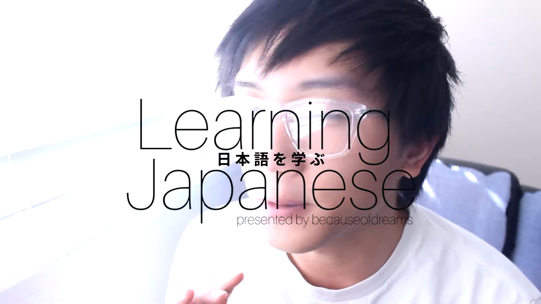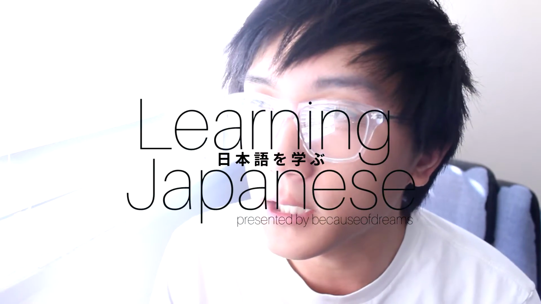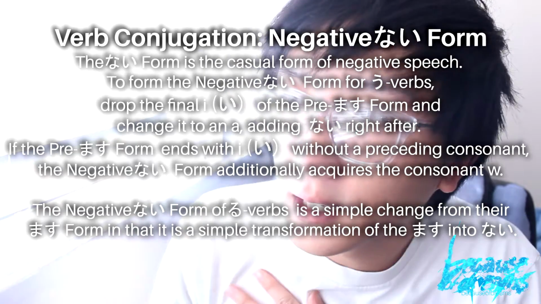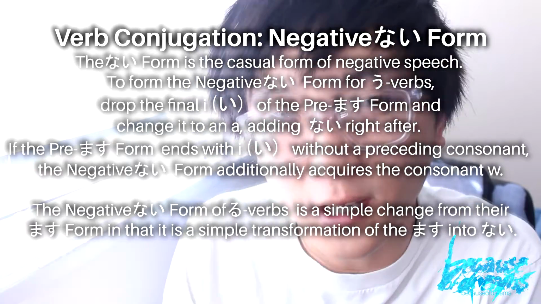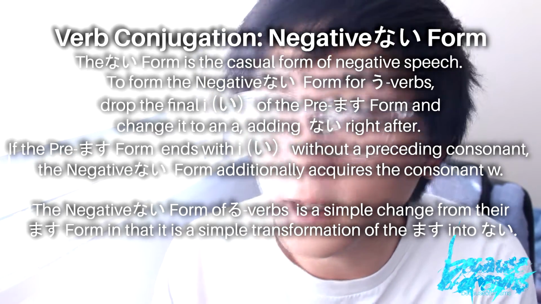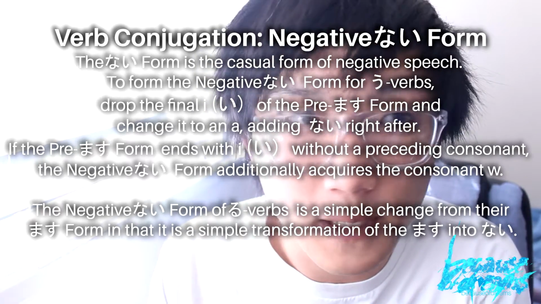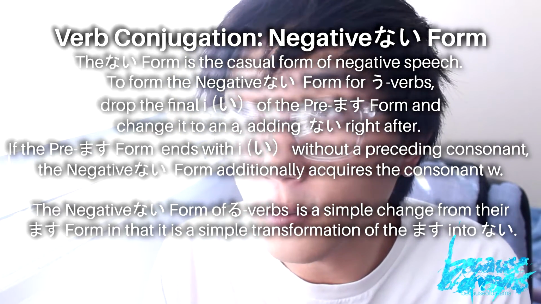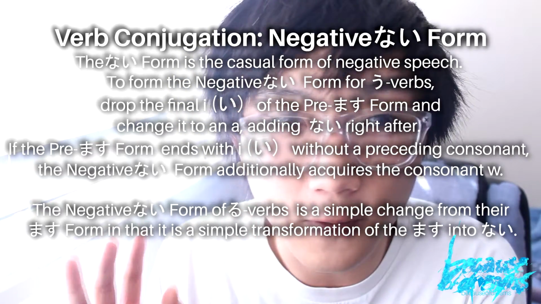Today we are going to cover the verb conjugation of the negative ない form. If you've been keeping up with the previous videos, then you should know that the negative form we have covered so far is the polite negative form, which is basically the masen form. This time around we're going to do the negative ない form, which is the casual version of that.